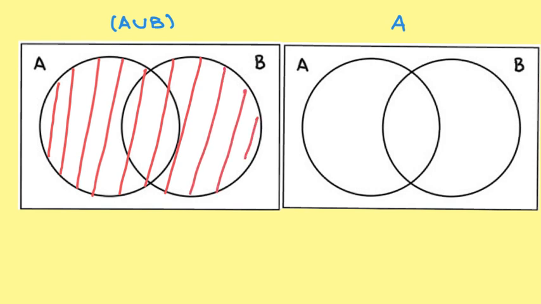In the third diagram, we're only interested in people who like apples. So as long as they like apples, we want to know about them. So this is everybody that likes apples.